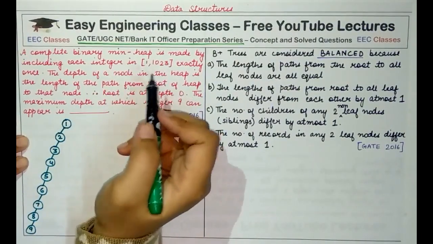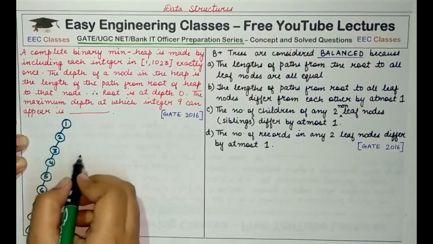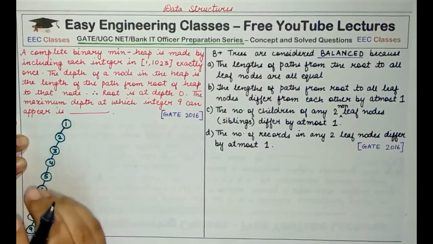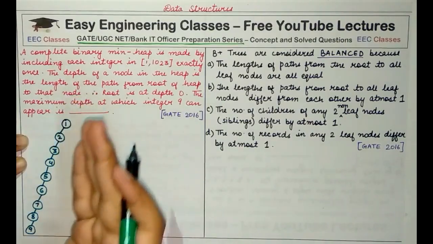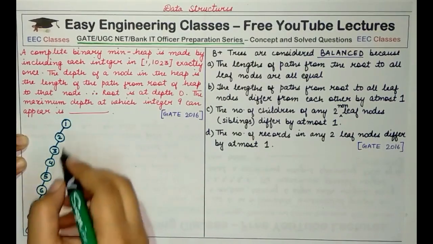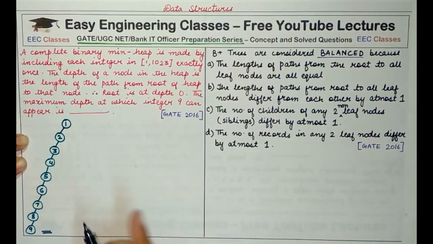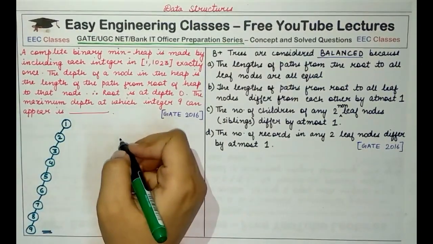So to make it a complete binary min heap, we need to fill all these levels completely. All the levels present at any particular depth, all the previous levels must be completely filled, and only then can we place a node in the next level. So to place 9 at this farthest point, I have to fill all these levels first. What do I mean by completely filling them? At every level I have to place the maximum number of nodes possible.